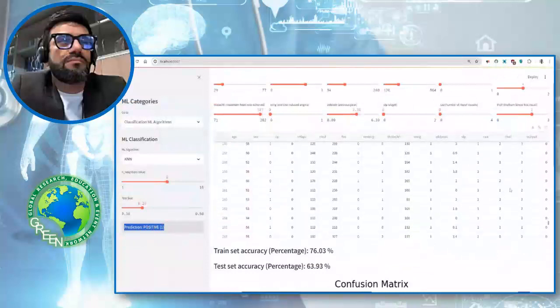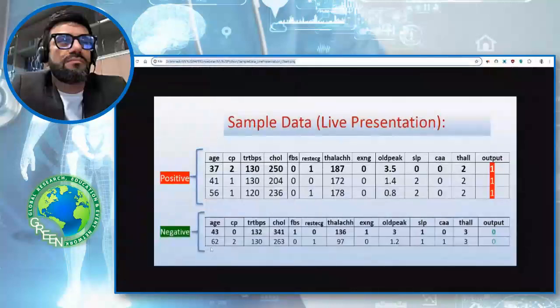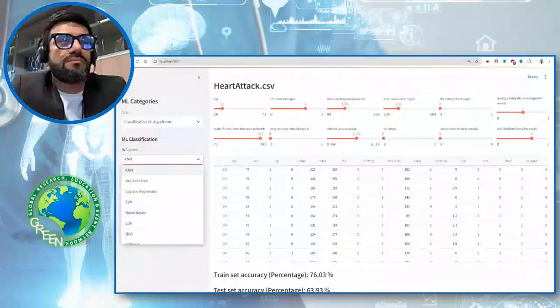And we can check it right now. Let's check another one for the negative side. I'm going to check, for example, the first row with the age 43. As you can see, it is currently positive. So I'm going to change all of these variables and attributes online using this interface, using the machine learning algorithm KNN, one of the major and important algorithms used for all of this stuff.